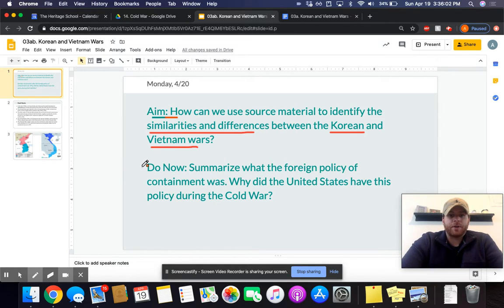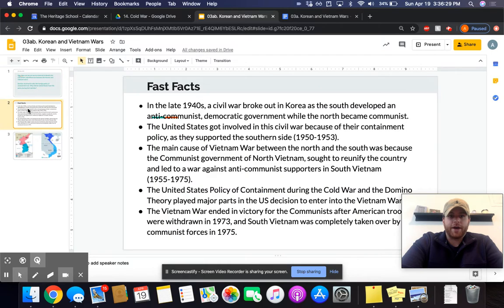Okay, on your paper, you have the do now printed, but we're just trying to summarize what that foreign policy of containment was. Reminder, go to the root of the word if you need some help in remembering what this was. The second part of the question, why does the U.S. have this policy during the Cold War? Okay, so summarize, then make that connection to the content. All right, you can pause the video so you can do the do now, and then we will pick up with our fast facts.